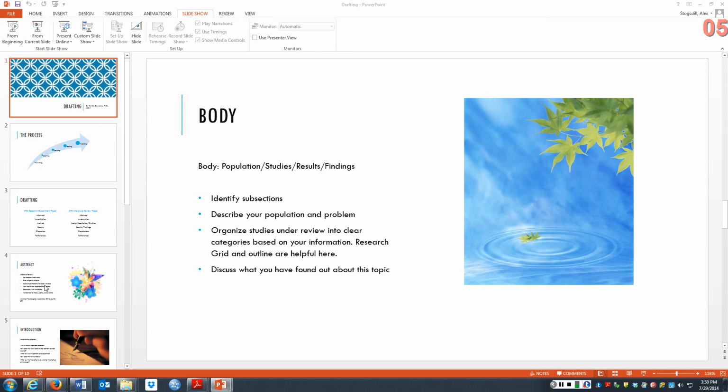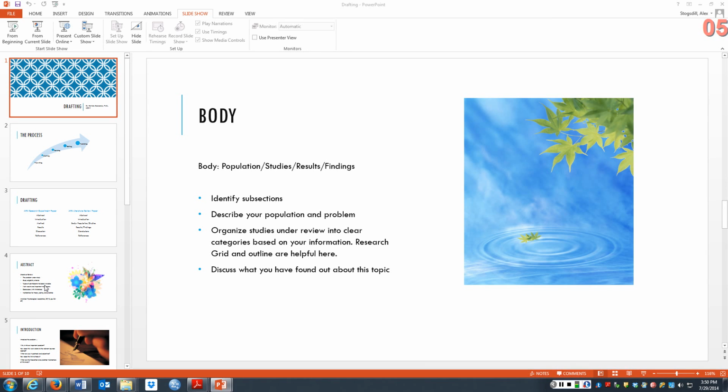So that's the introduction. Then you move to the body. The main thing about the body is the organization of it, because you're going to describe your population and the problem. You're going to organize the studies that you found, because this is a literature review, into clear categories based on the information you gathered.